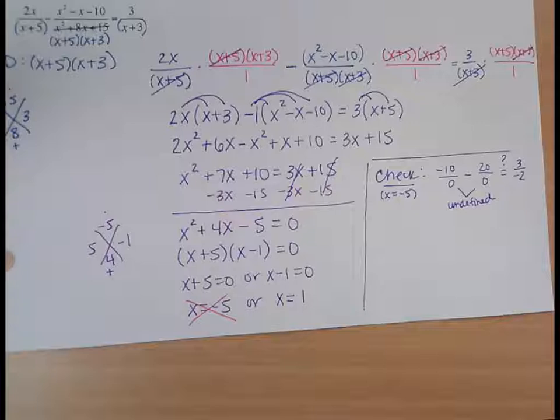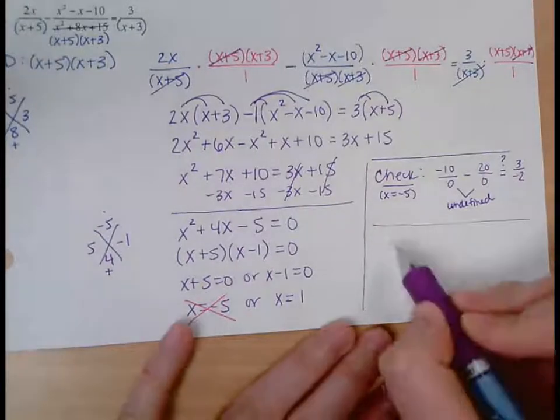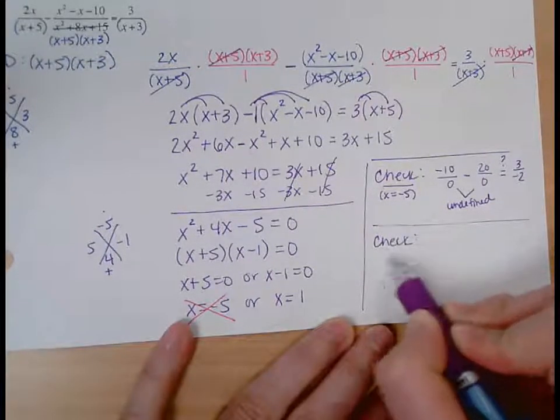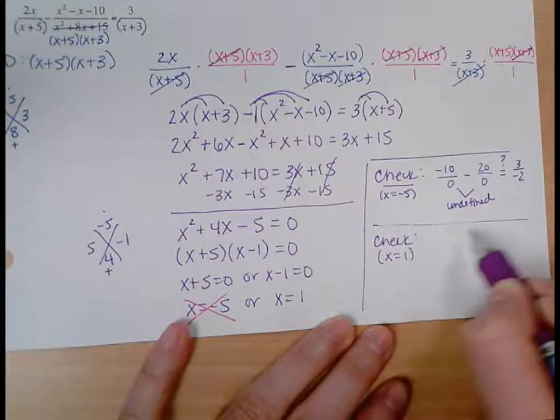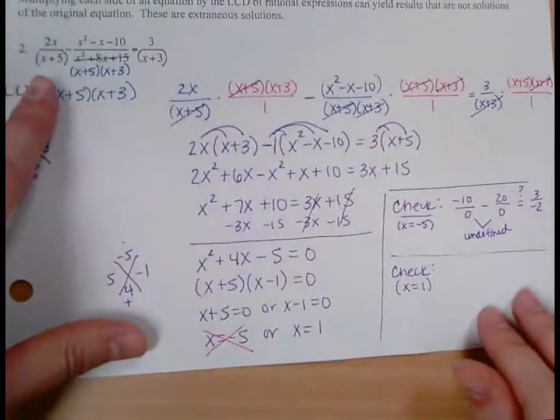You still have to check. Don't just say, okay, then 1 must work. It could have no solution. So actually check, does 1 work? So now if I check x equals 1, plugging 1 in is a little bit easier.